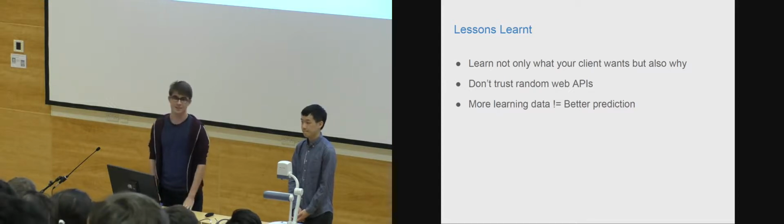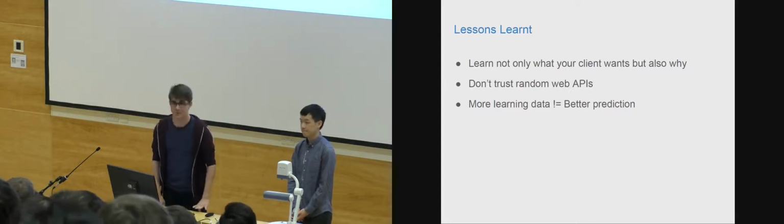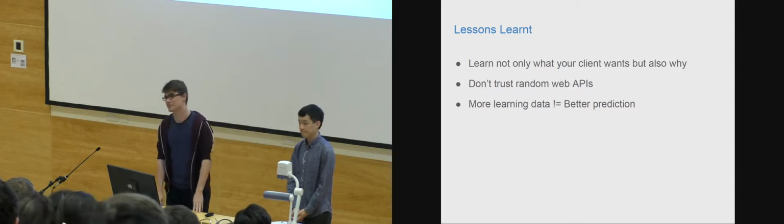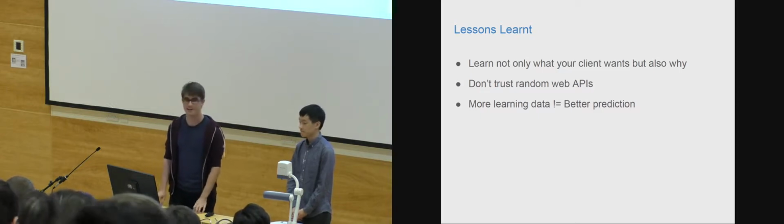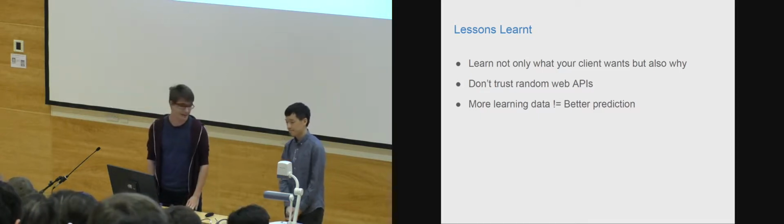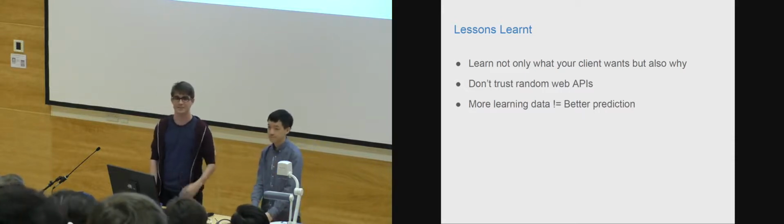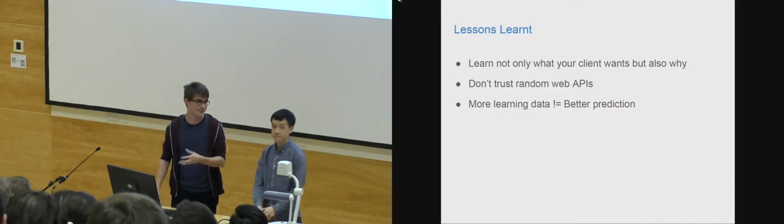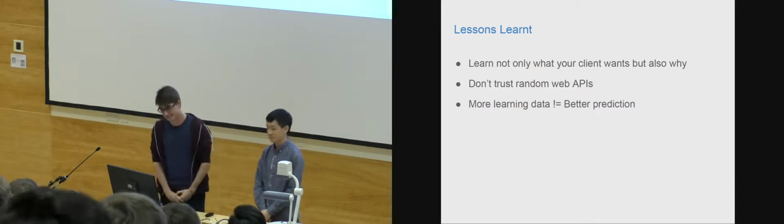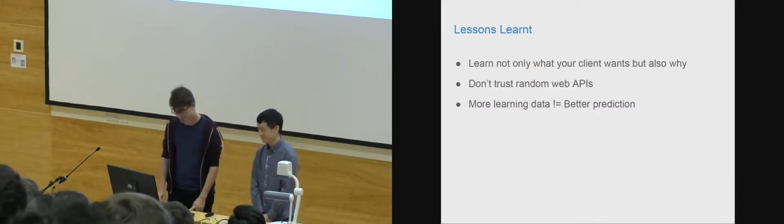A second lesson we've learned was not to trust random web APIs. We spent a significant amount of our time trying to fetch data from a particular API. And when we finally achieved it, we learned that the data was completely inconsistent, and if you made a different query for the same data, you would get different results. So we couldn't use this data in the end. That was a big lesson.